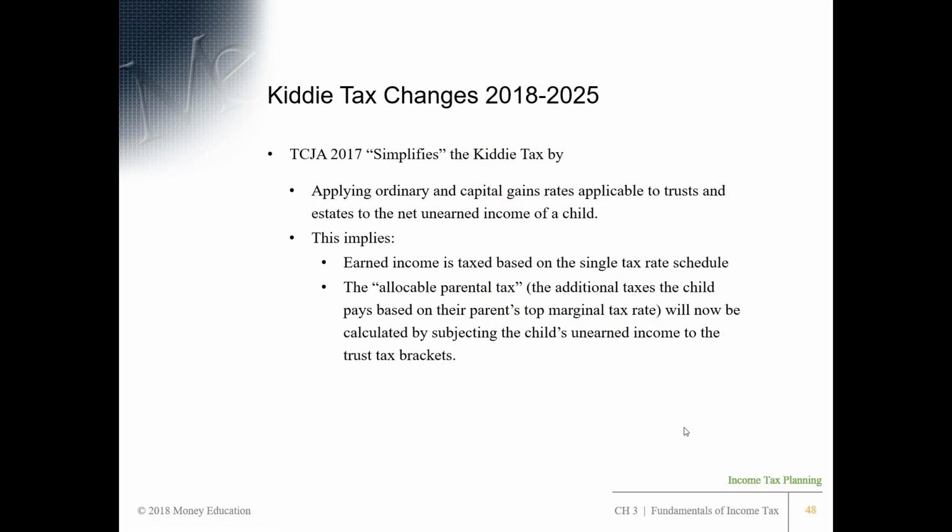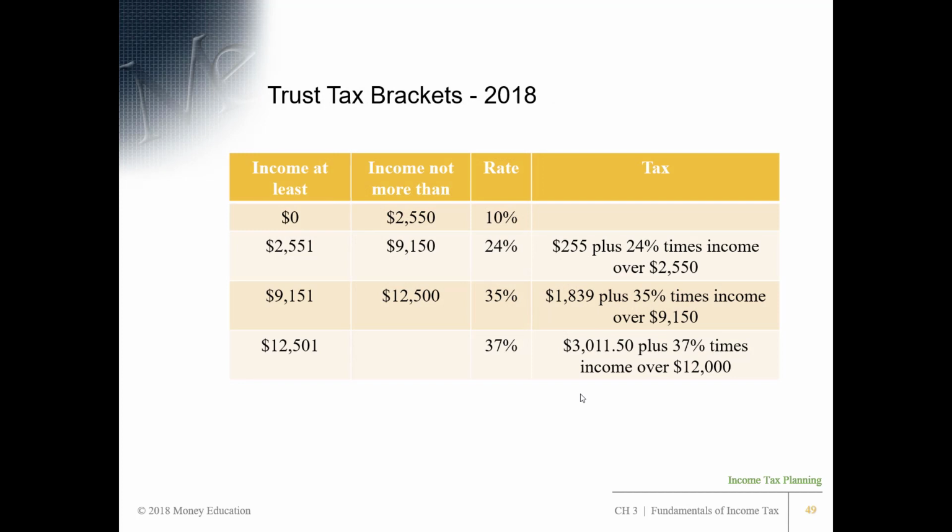So the changes. The Tax Cuts and Jobs Act of 2017 simplifies the kiddie tax by applying ordinary and capital gains rates applicable to trusts and estates to the net unearned income of a child. This implies that earned income is taxed based on a single tax rate. The applicable parental tax will now be calculated by subjecting the children's income to trust tax. I believe that the trust tax will go up much quicker than the parents' tax rate, and they should probably just leave it in their name until the child is considered no longer a dependent. Here are the trust tax rates. So you are at the highest personal income tax bracket after $12,000 of unearned income, whereas the parents wouldn't be at $12,000 of unearned income. The parents could still be at 24%, depending.